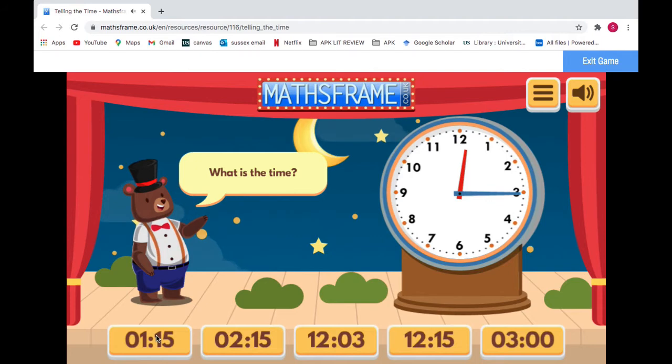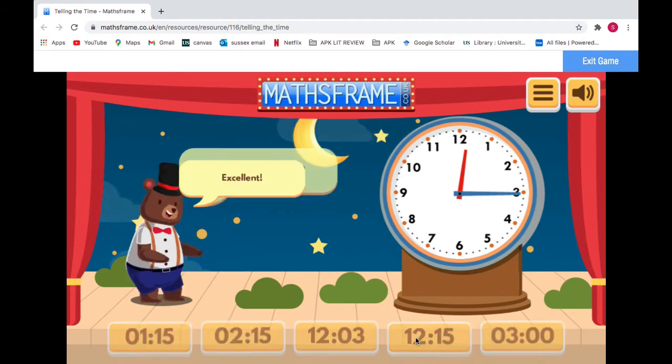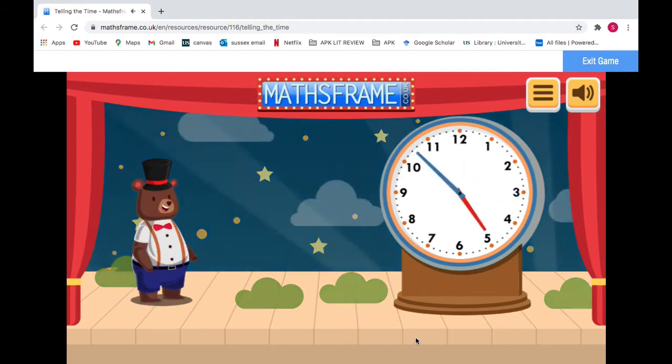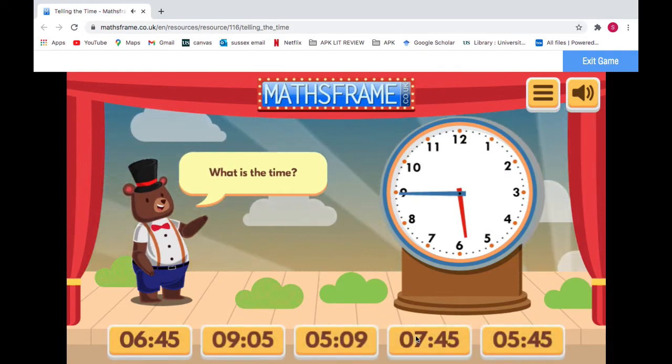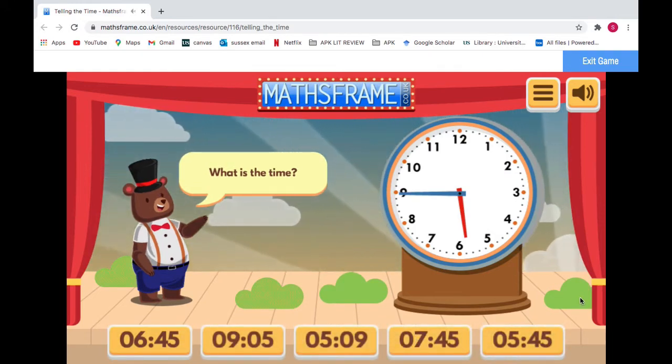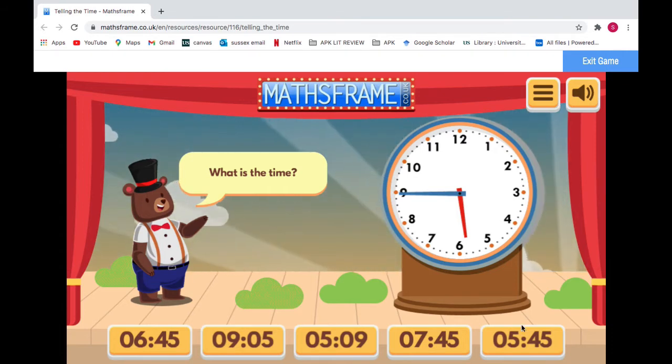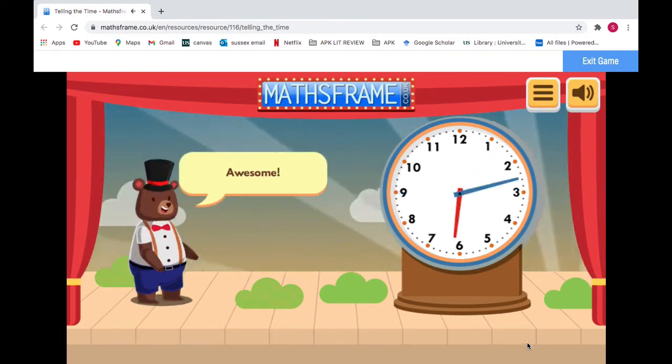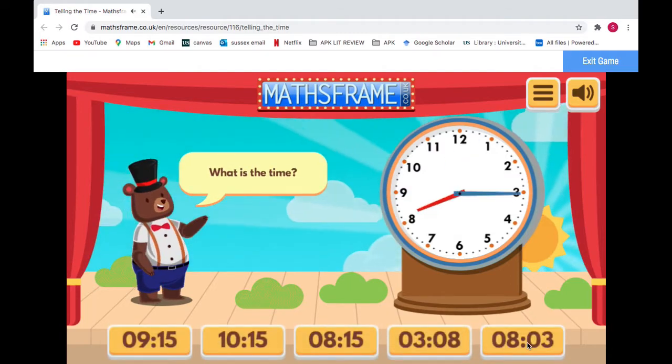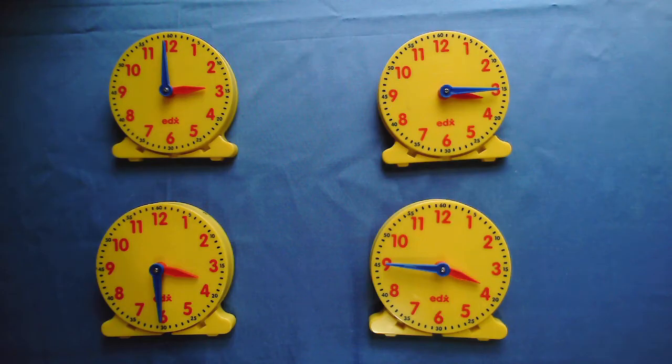And how about this one? 12:15, good job. Last one. What time is this? It is 6:15 or 5:45. Well done. Here are 4 clocks with 4 different times on.